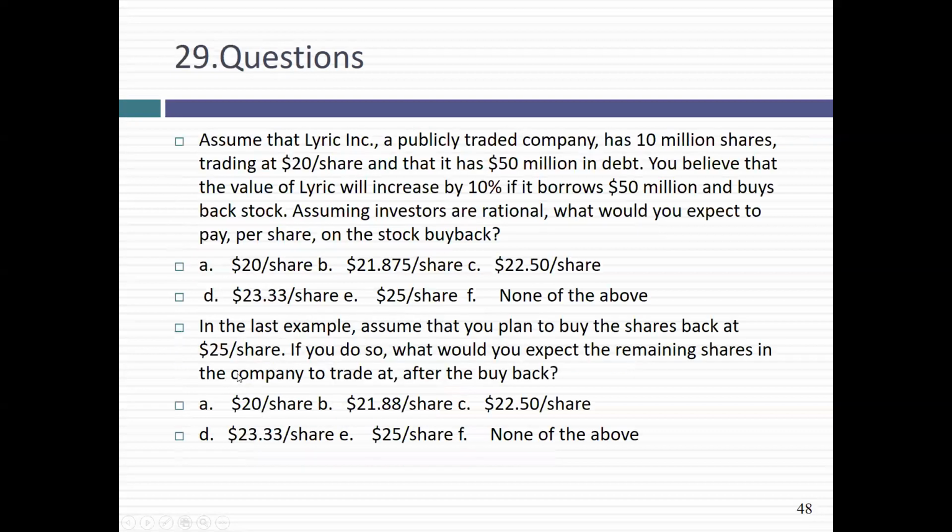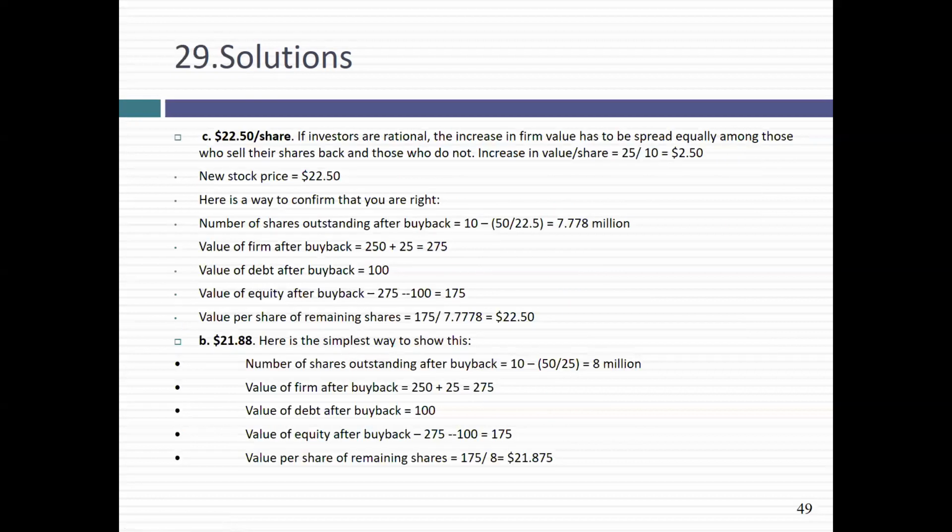Now let's try the second example. We're assuming $25 per share is offered in the buyback. We already know something because we know that $25 is better than $22.50, which means the people who are part of the buyback are going to make more, which means the people who don't participate in the buyback are now going to get less than $22.50.